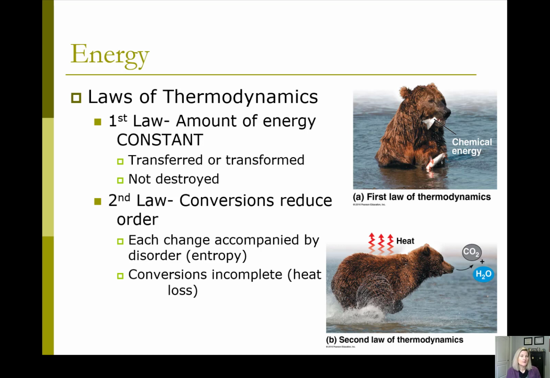Okay, so let's get into the laws of thermodynamics. So a law in physics is basically like a scientific theory. It's something that has a huge amount of evidence to support it. And so it's basically as close to proven as we can get, but we don't use that word proven in science, right?